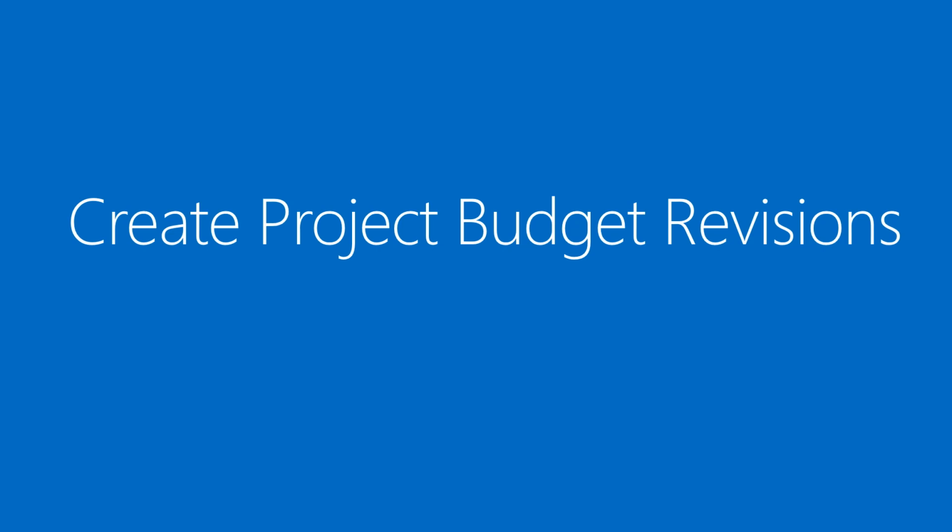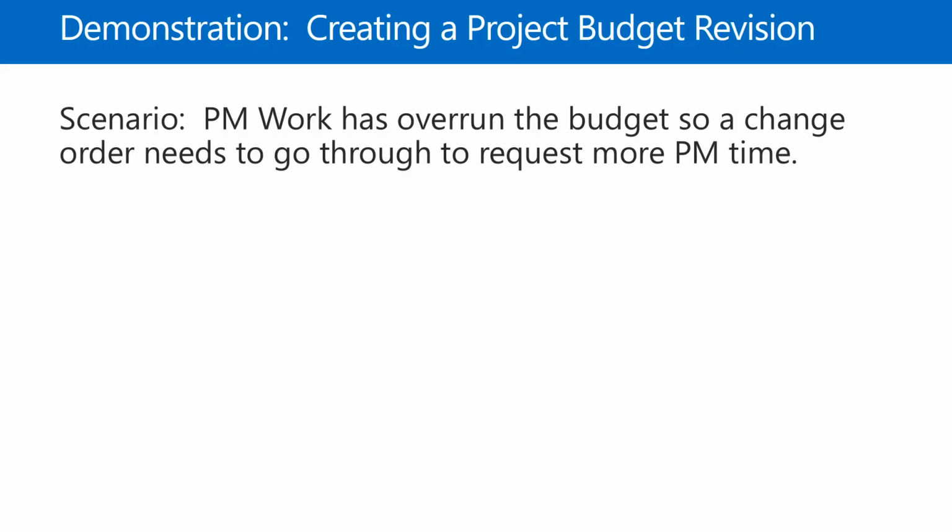From our last demonstration, we put a budget in place. Let's take a look at what needs to happen to revise that budget. For our demonstration, we'll be creating a budget revision. This time we have a scenario. Basically, we have some PM work which has overrun the budget. So a change order went to the client and we're requesting more PM time.